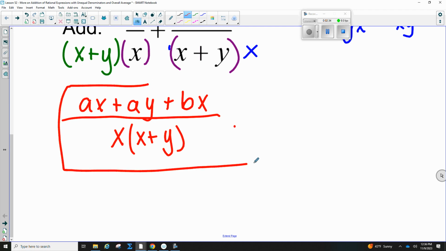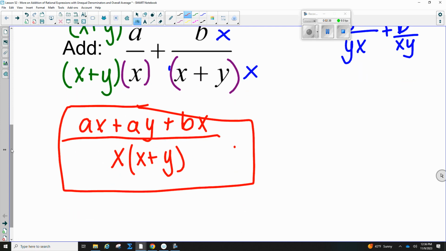Yes, Jeremiah. If you wanted to distribute the denominator, you could. They typically don't distribute the denominator, but you do distribute the numerator in case there are like terms, all right? But you don't need to distribute the denominator.